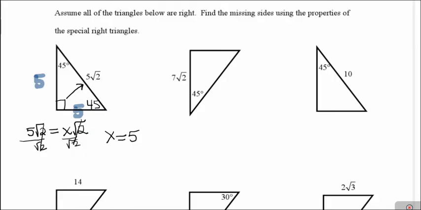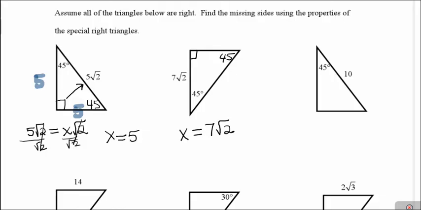This second example is also a 45, 45, 90. So I'm just going to fill in those missing angles. Except this time I'm given the side across from the 45. So I know that the side across from the 45 is equal to x, so my equation would be x equals 7 square root 2. Now I don't need to solve that for x because it's already solved for x. I just need to find the other two missing sides.